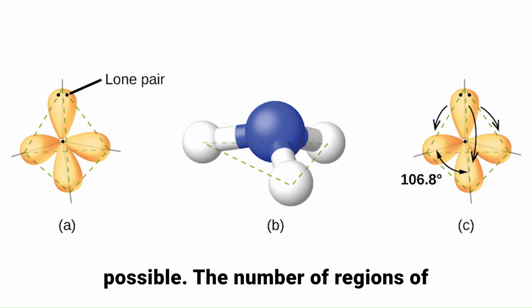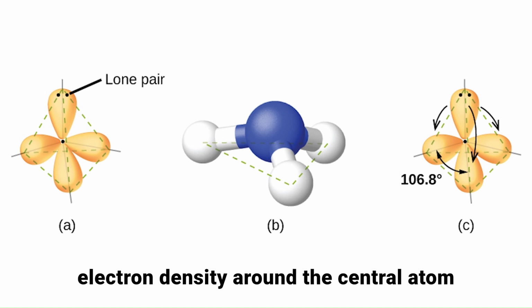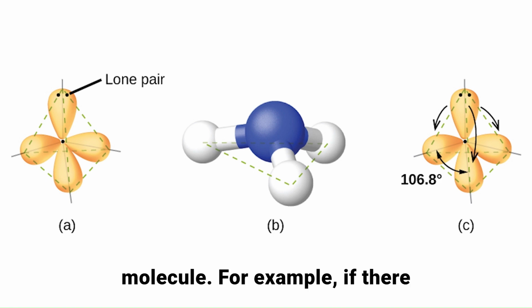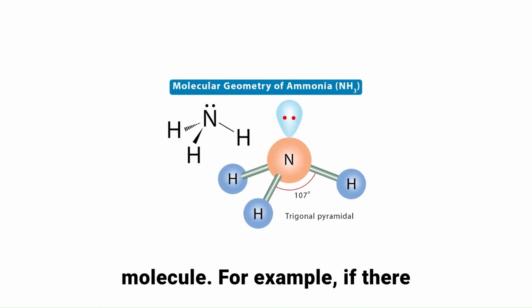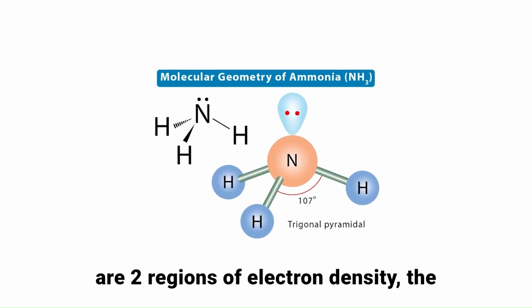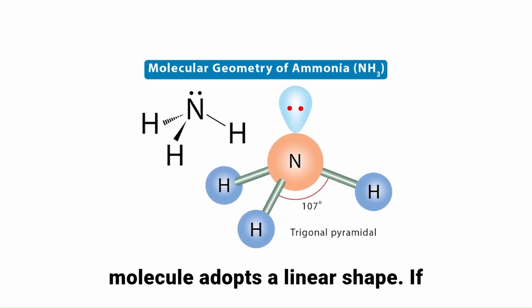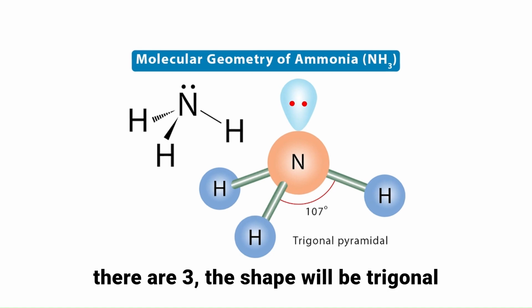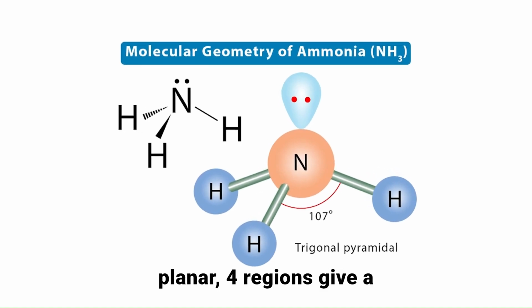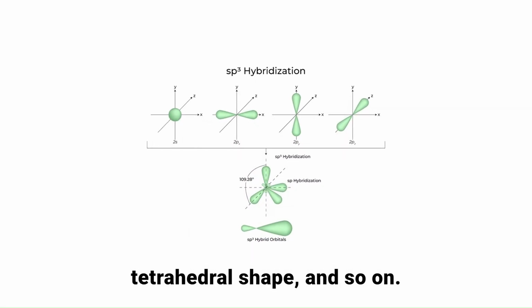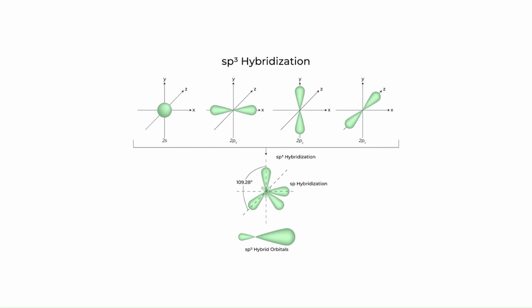The number of regions of electron density around the central atom determines the basic shape of the molecule. For example, if there are two regions of electron density, the molecule adopts a linear shape. If there are three, the shape will be trigonal planar. Four regions give a tetrahedral shape, and so on.